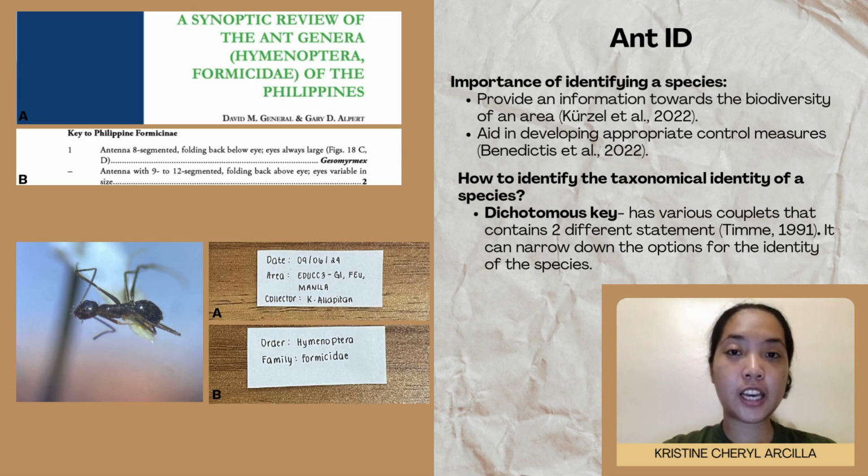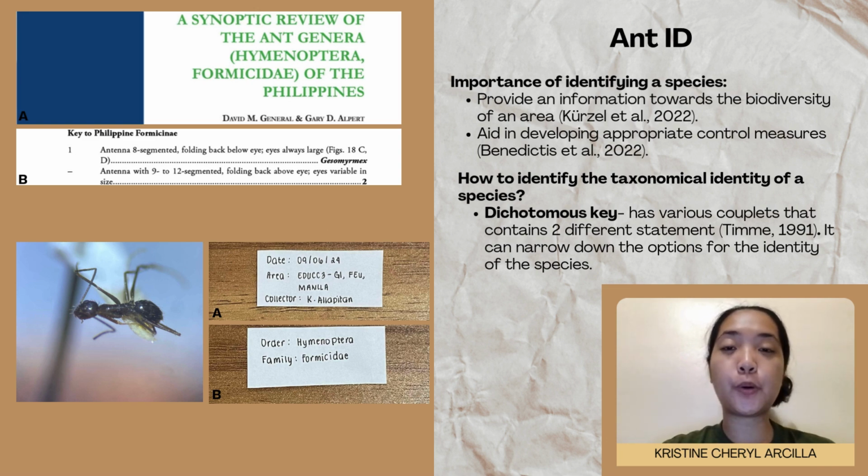Taxonomic identification of a species provides information on the biodiversity of an area and aids in developing a control measure if the specimen collected were a vector of a certain pathogen. To properly identify a species, aside from molecular techniques, researchers use a dichotomous key.